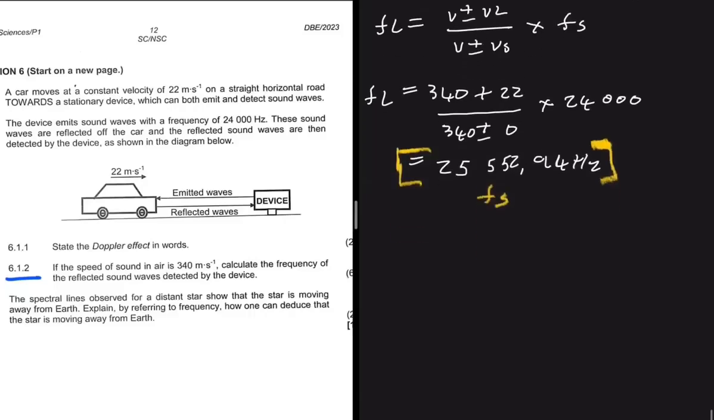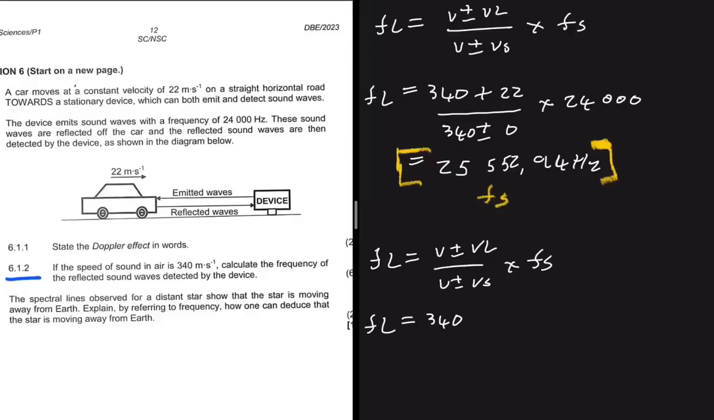We're saying that now we're going to have fL equals (v plus or minus vL) divided by (v plus or minus vS), multiplied by the frequency emitted by the source. So what is fL? fL is what we're looking for, the frequency that is detected by the device after it has been reflected. That will be equal to 340, and then now our listener is the device.